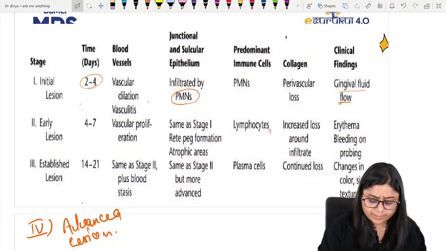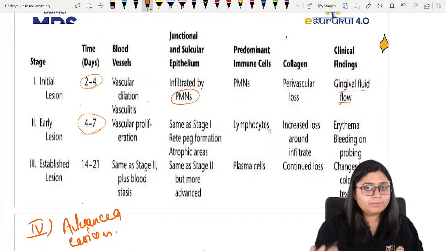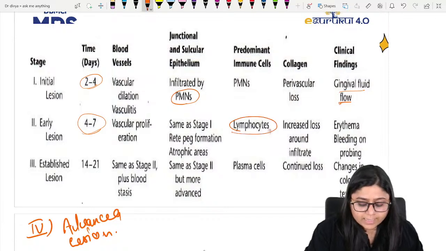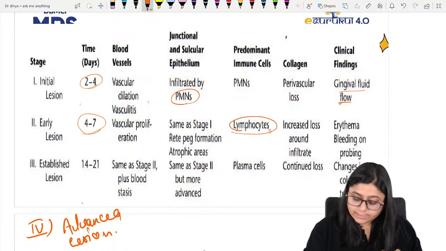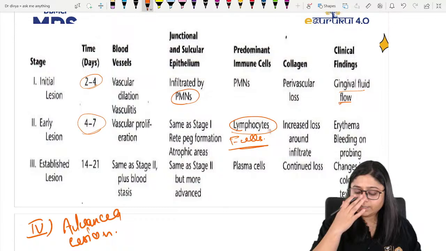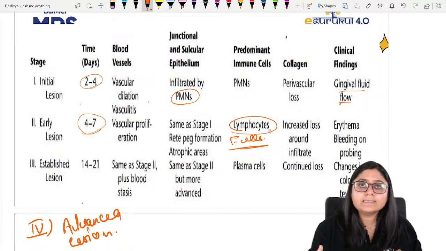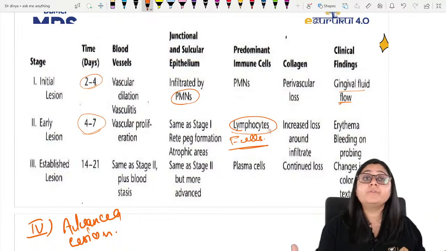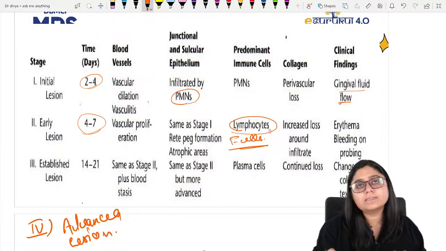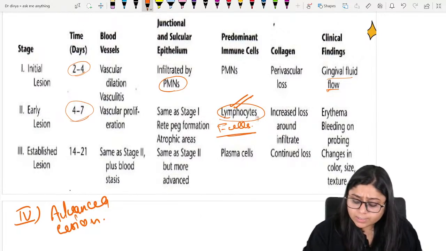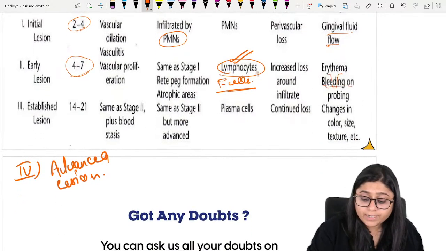Now in the early lesion, which develops in 4 to 7 days, there will be vascularization, same as stage 1. There will be atrophic areas, ulceration, rete peg formation, but the predominant cells will be the lymphocytes, the T cells. Some of you may have a doubt: in exams, what if both options are given, lymphocytes and also T cells? So what do we need to choose? You need to choose the lymphocytes, because this is how it is given in Carranza. There is increased collagen loss around the infiltrate, and there is erythema and bleeding on probing seen.